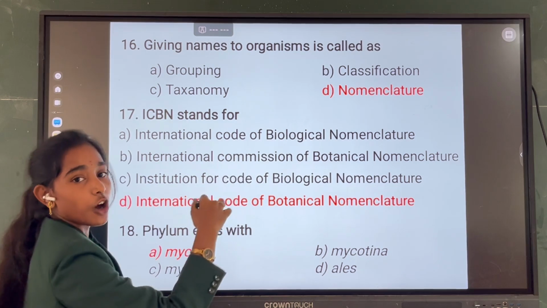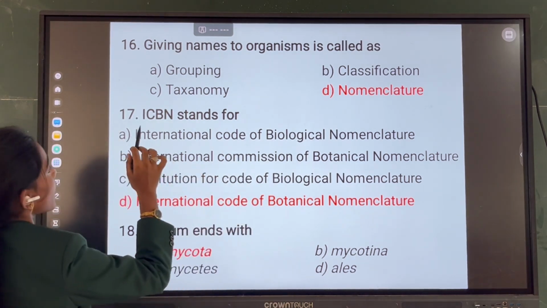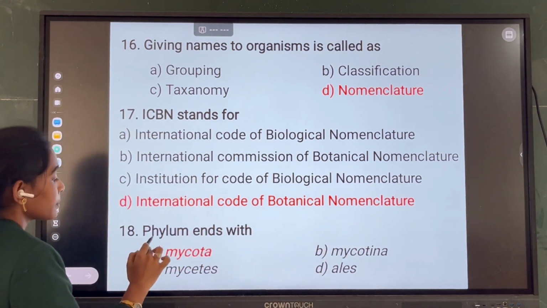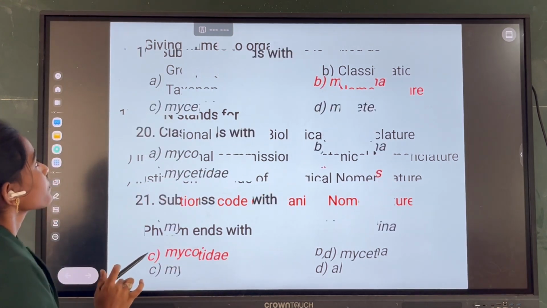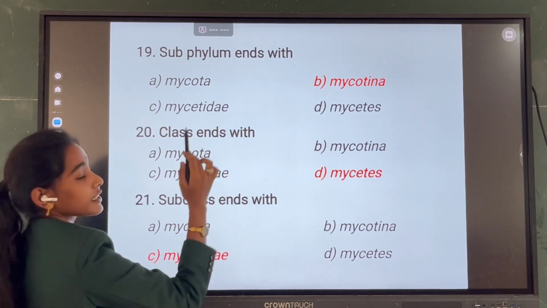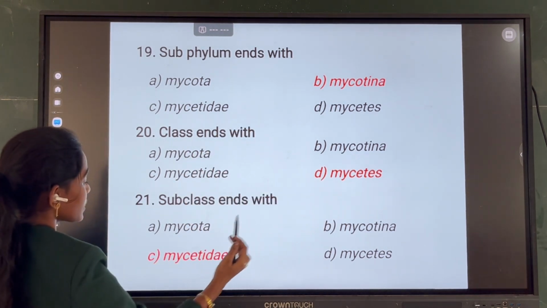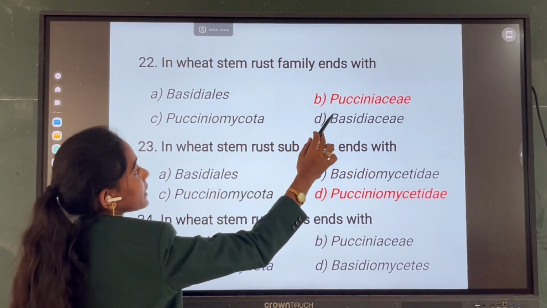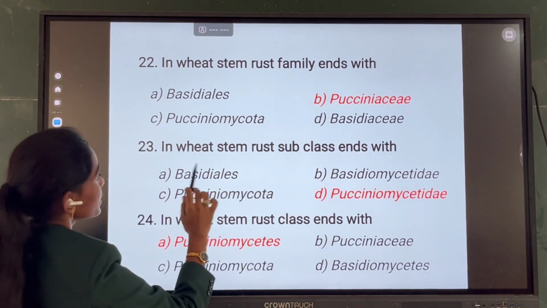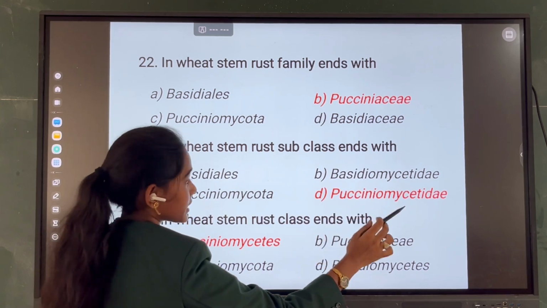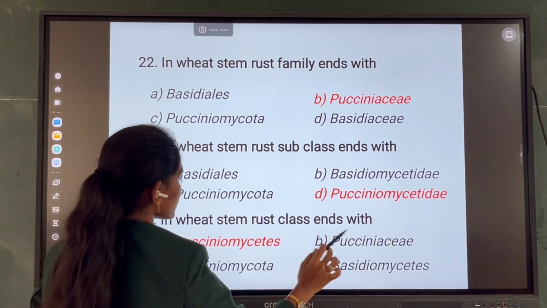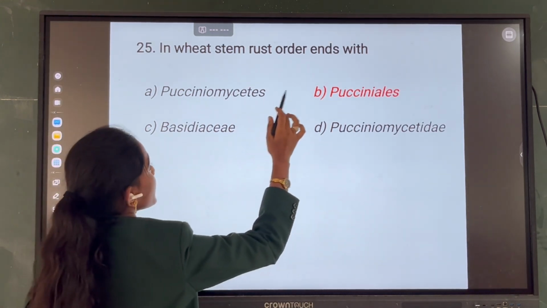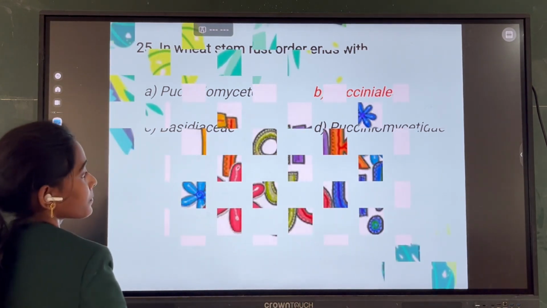Giving names to organisms is called nomenclature. ICBN stands for International Code of Botanical Nomenclature. Phylum ends with Mycota, subphylum ends with Mycotina, class ends with Mycetes, and subclass ends with Mycetidae. In wheat stem rust, the family ends with Pucciniaceae, not Basidiaceae. The subclass ends with Pucciniomycetidae, the class ends with Pucciniomycetes, and the order ends with Pucciniales. Thank you.